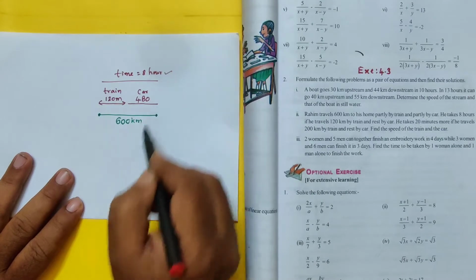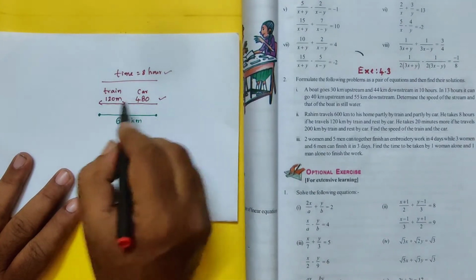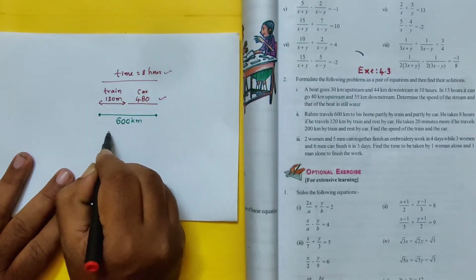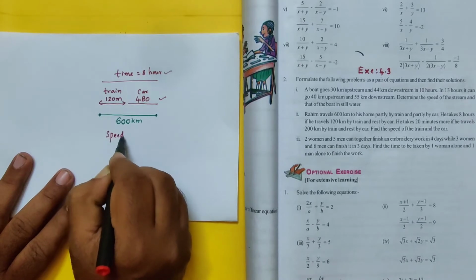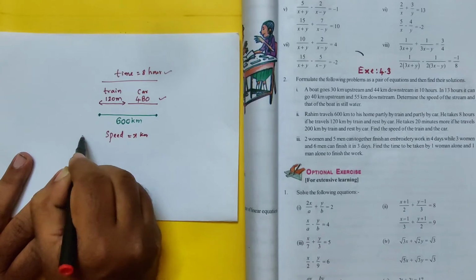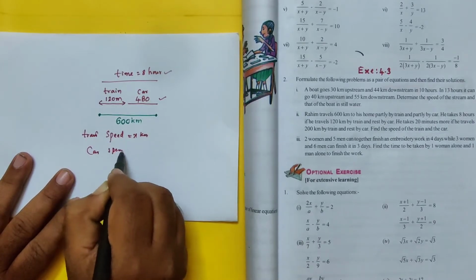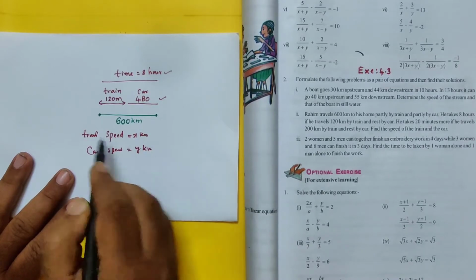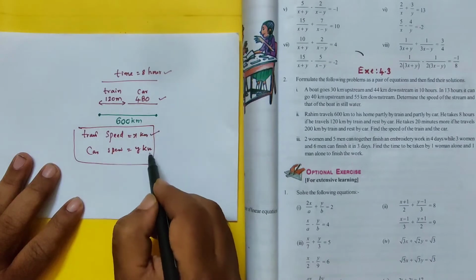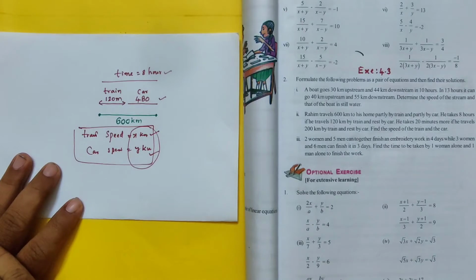We have the time and the distance covered. Time, distance. We need the speeds. Speed of train, speed of car. Speed of train I don't know, so I am taking the speed as x kilometers per hour, and this is the train speed. The car speed I am assuming as y kilometers per hour. These are the variables for our question. We have to find these x and y.